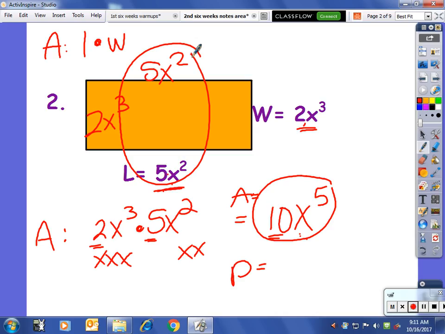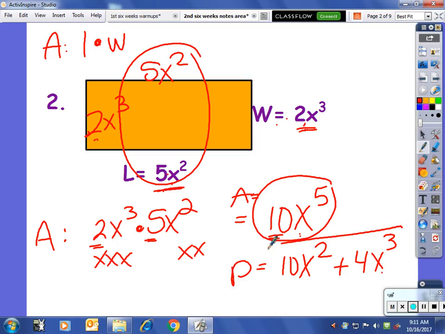What's a 5x squared plus another 5x squared? 10x squared. And this 2x to the third can get added to this 2x to the third. That's 4x to the thirds. And the best I can do between those two amounts is put a plus sign. They can't get put into one term because they're not like terms, but I can put a plus sign to show that I'm going to add them if I knew what x was.